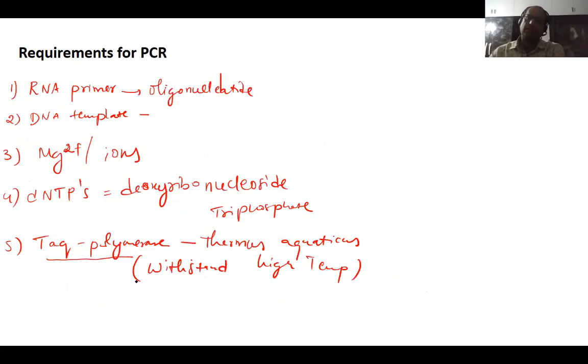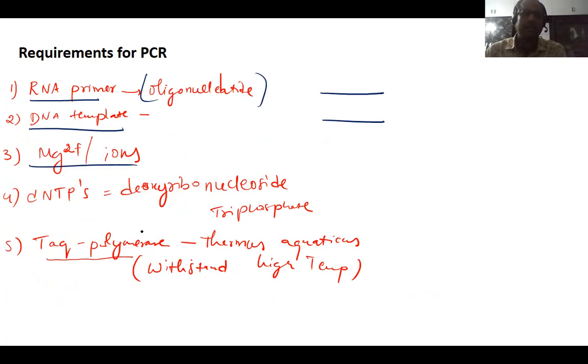Now let's understand the requirements of PCR. We require a primer, which is an oligonucleotide sequence. We require a DNA template. Template means the original, whatever gene of interest we have already taken. Mg2+ is also required for the process. dNTPs, what does dNTPs mean? Deoxyribonucleoside triphosphates. These are required. These are the pieces, actually. These pieces have to be connected or combined by the enzyme Taq polymerase. Then only polymerization will occur. So these are the requirements needed for PCR technology.